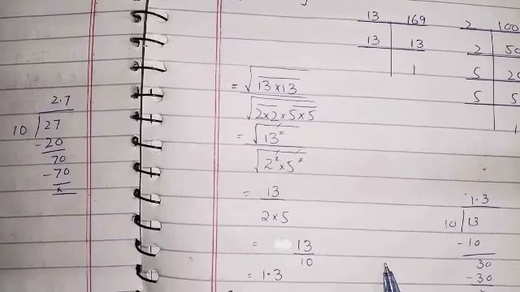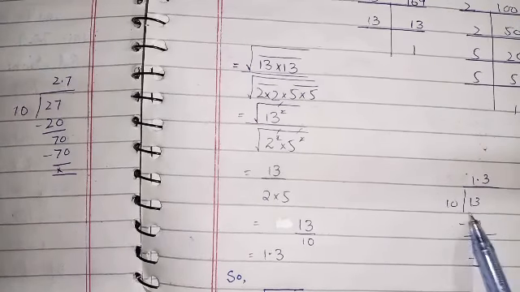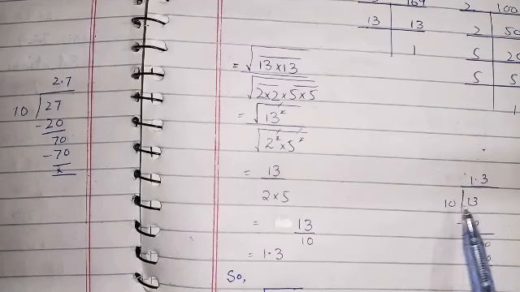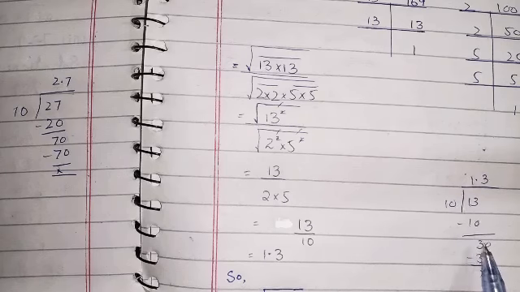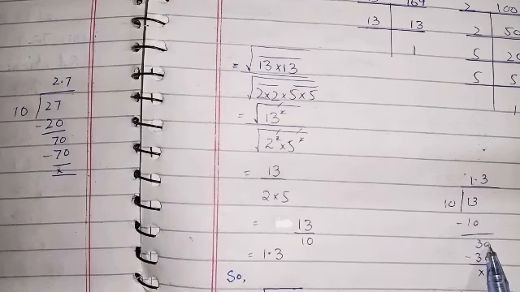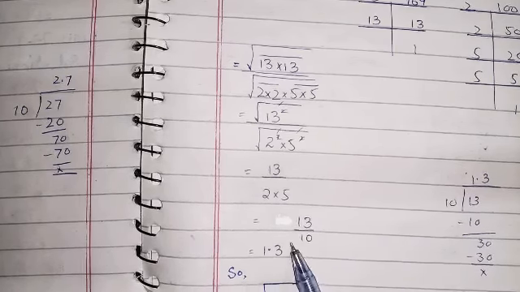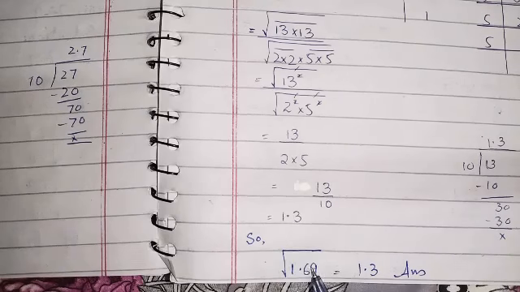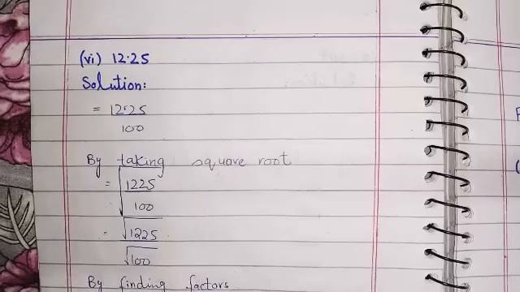As I told you, we have to find the answer in decimal, so here is the division process. Here is our numerator and here is our denominator. 10 1s are 10. After the subtraction we get 3, which is smaller, so we will write a point in the quotient and 0 with the number. Here we get 30. Then 10 3s are 30. After the subtraction we get nothing, and when we divide 13 by 10 we get 1.3. So we will write the answer as square root of 1.69 is equal to 1.3, which is our answer.